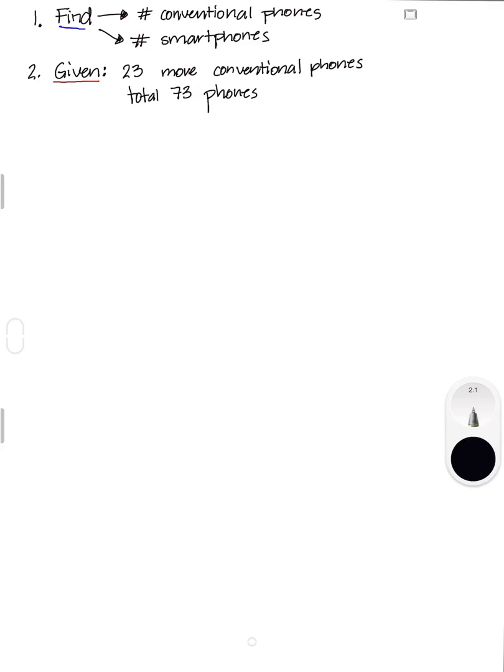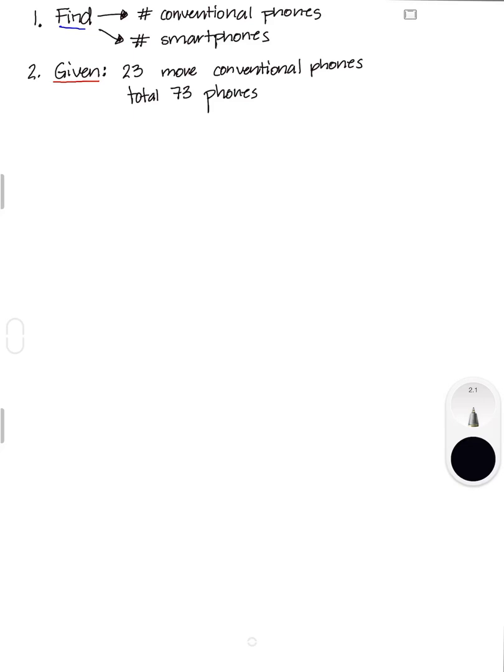This is lesson 2.4, and we're going to go over applications of linear equations. For the first exercise, we have an employee at a cellular phone store who is doing inventory. The store has 23 more conventional cell phones in stock than smartphones. If the store has a total of 73 phones, how many of each type of phone is in stock?